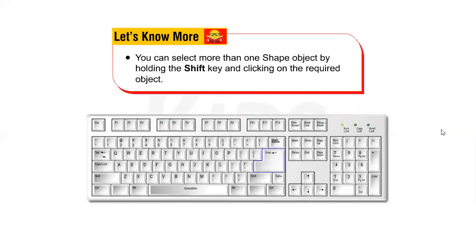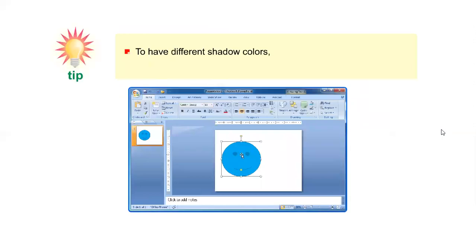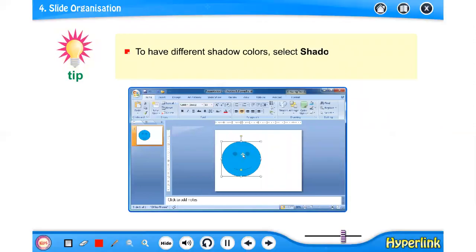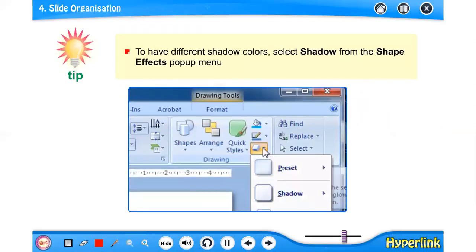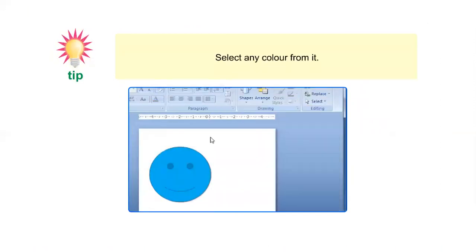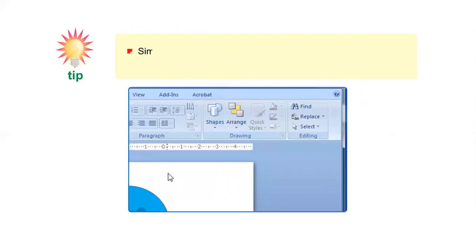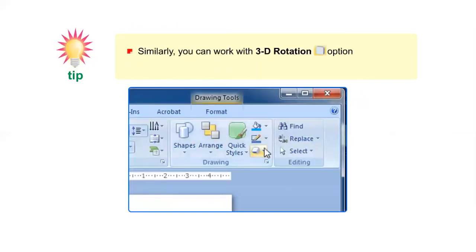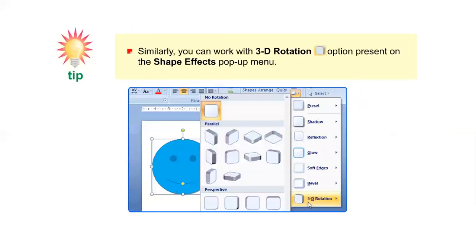Okay, students, now let me share an important tip. To have different shadow colors, select Shadow from the Shape Effects pop-up menu and click on the Shadow options. Select any color from it. Similarly, you can work with 3D rotation option present on the Shape Effects pop-up menu.